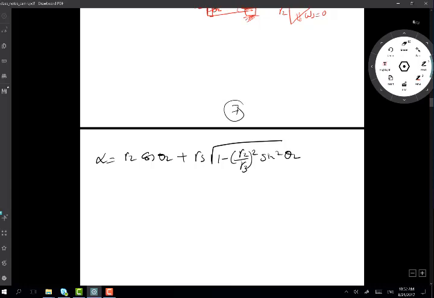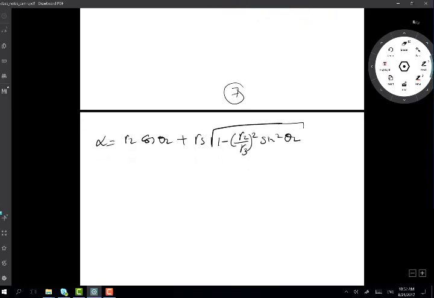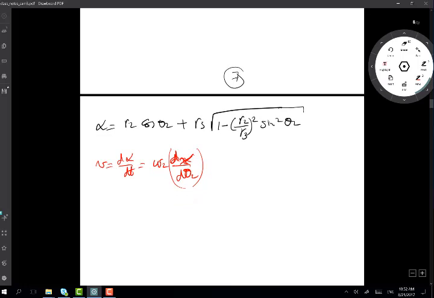And some people find this expression easy enough to differentiate, and then they can use calculus to do the velocity analysis of this linkage. To differentiate it, you get the velocity, which is dx/dt, which is omega 2 dx/d theta 2. So at this point, I need to differentiate with respect to theta 2, multiplied by omega 2, to get the velocity of the slider.